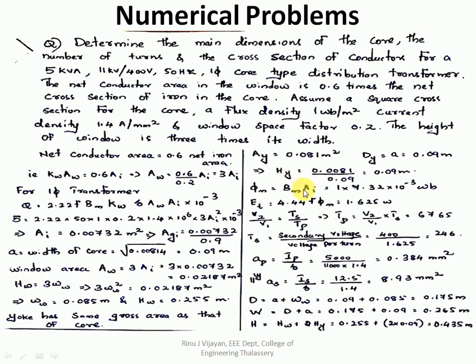The value of Bm is given, and then you have to determine the value of Ai. So there is no way for you to escape. You have to first determine the overall dimensions, then only you will be able to identify the value of Ai. Only if Ai is determined in this problem will you be able to calculate phi m. Only if you know phi m, you can easily find ET, which is the EMF per turn. That seems to be 1.625 volt. With this, you can easily calculate TP and TS.